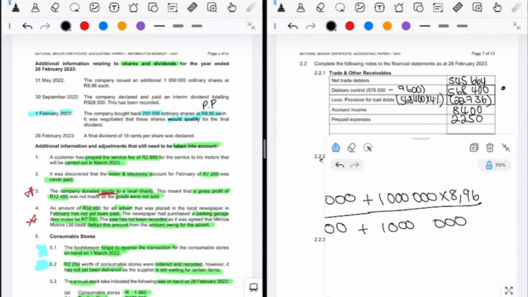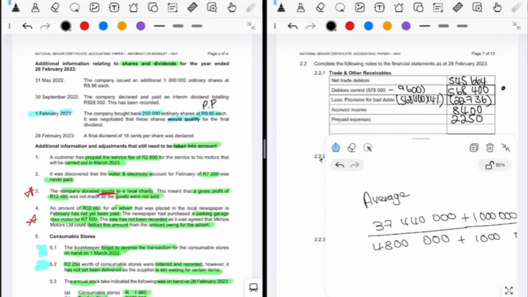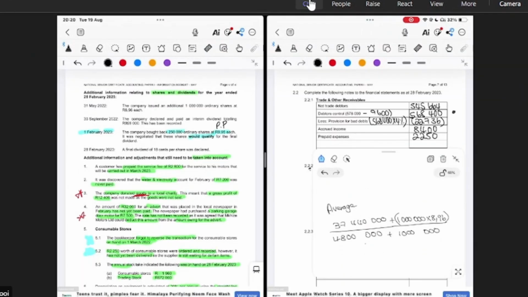So this is your formula for calculating your average shares. You have 37,440,000 plus 1 million times 8.96, which is the value of the shares that are in issue, and then at the bottom, the number of shares that are in issue, which is 4.8 million plus 1 million. Okay, so let's continue.